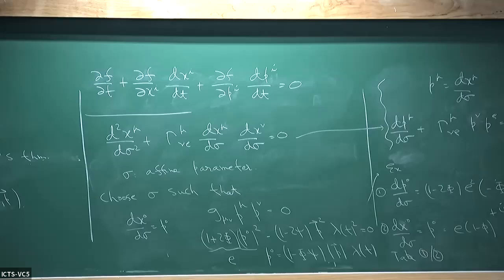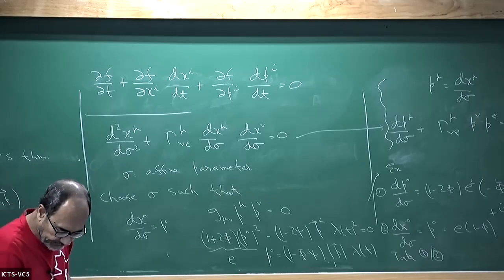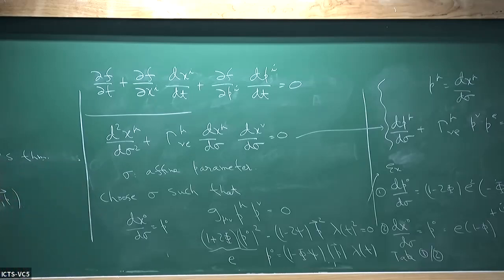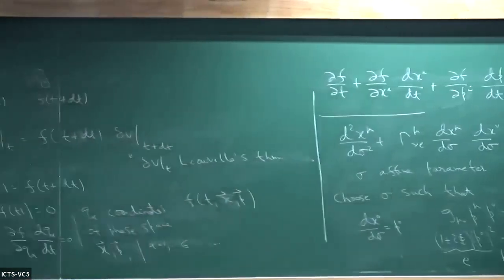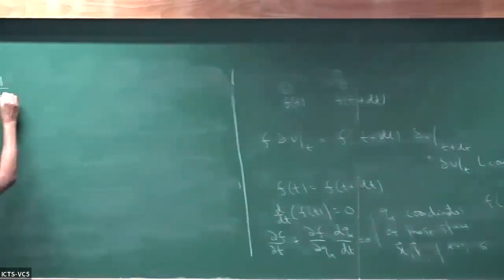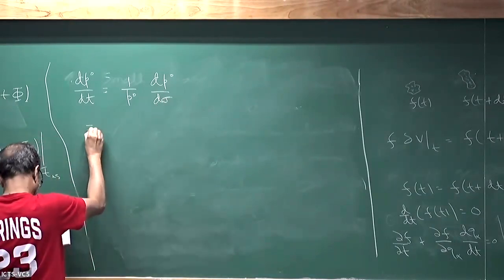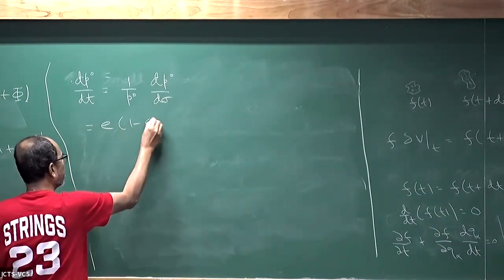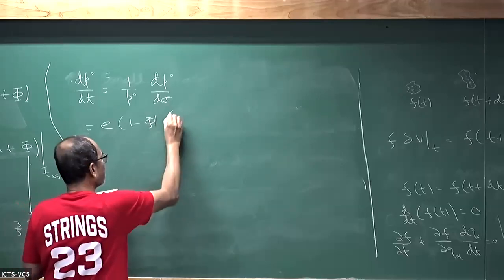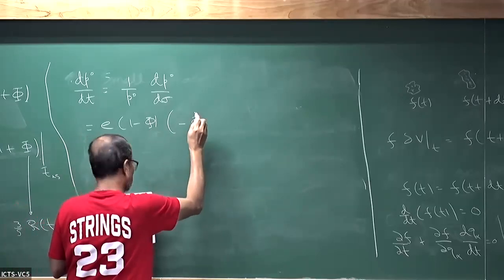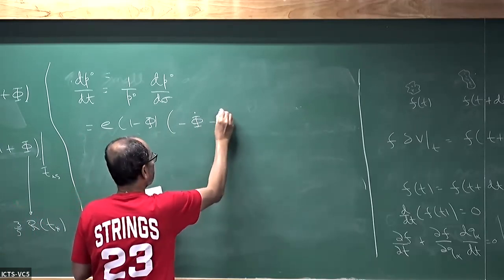Okay, so I'm not going to do this in very much detail because this is the standard solving of particle trajectory in a background. So dP0/dt we get as 1 over P0 times dP0/dsigma, which is E times 1 minus phi times minus phi dot minus 2.